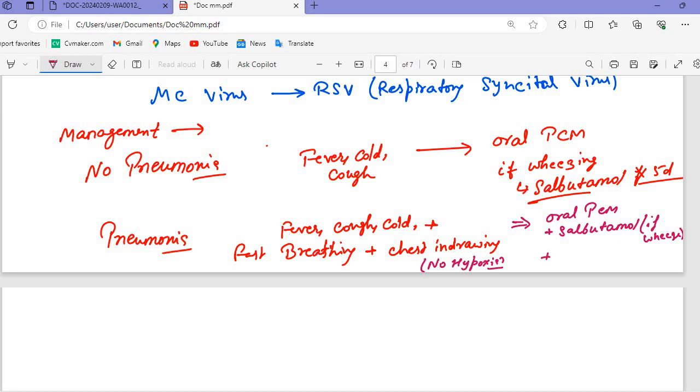And along with that we need to give an oral antibiotic, because if there is chest indrawing, there is a high possibility of bacterial infection. So we need to give oral antibiotics, and if pneumonia is there, it means the patient has some bacterial infection. For that, we give an oral antibiotic. What can we give? Amoxicillin.